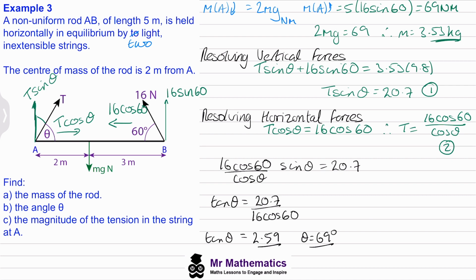So finally, to work out the tension in the string at A, we can substitute this value of theta into our equation 2 to work out the tension. So the tension will be 16 cos 60 over the cos of 69, which gives us a tension of approximately 22.3 newtons at A.